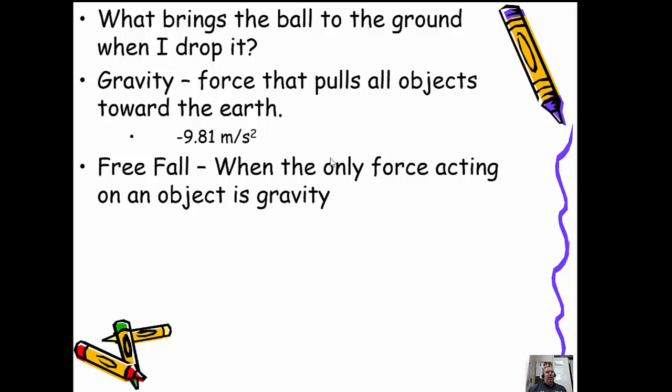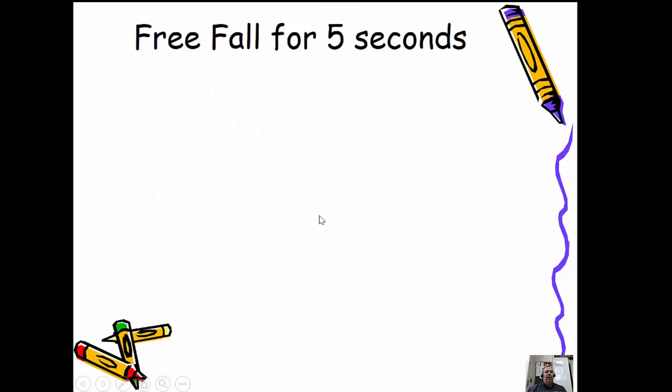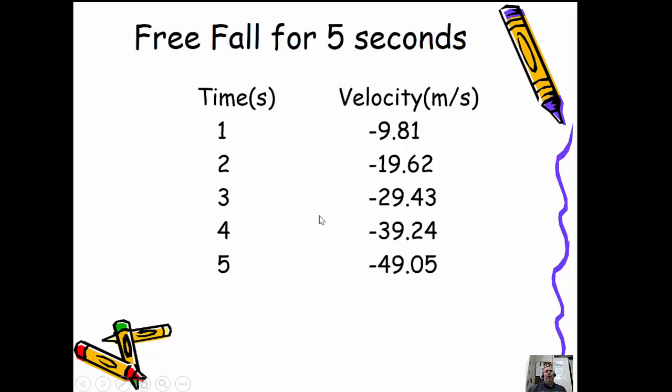So we're not talking about any type of friction, we're not talking about air resistance, but if we went to someplace like the moon and we dropped an object, it's only going to be gravity that causes it to fall downward. When we talk about free fall, again looking at the acceleration of it, notice it is meters per second squared, that 9.81.